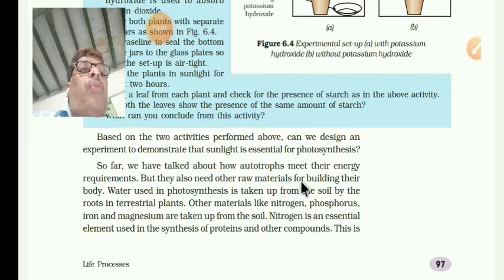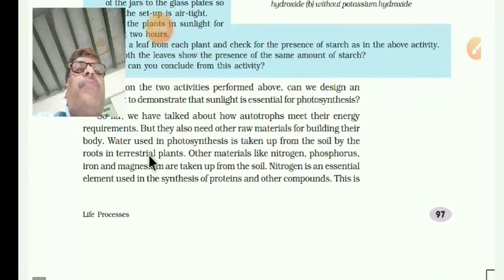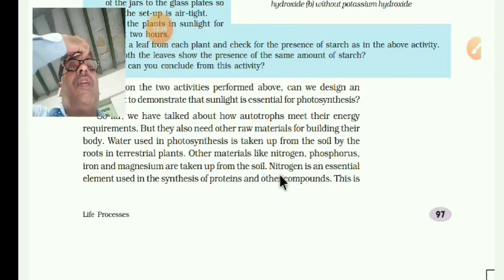So far we have talked about how autotrophs meet their energy requirements, but they also need some other raw materials for building their bodies. Water used for photosynthesis is taken up from the soil by the roots in terrestrial plants. Other materials like nitrogen, phosphorus, iron and magnesium are also taken up from the soil, and these are required for building the bodies.